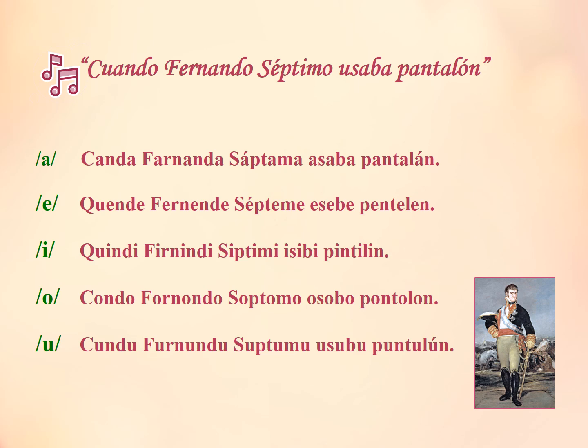Okay, now for a challenge. I'm going to read each one of them individually, but pretty quickly. And I want you to say them after me as quickly as you can. Kanda, Fernanda, Saptama, Asaba, Pantalan. And one more time. And now with the E: Kende, Fernende, Septeme, Esebe, Pentelen. And again, even more quickly.